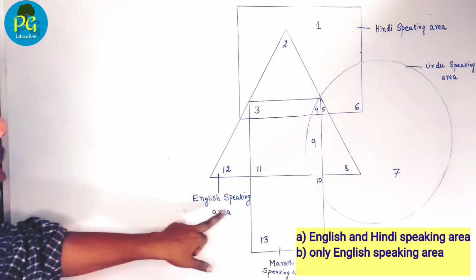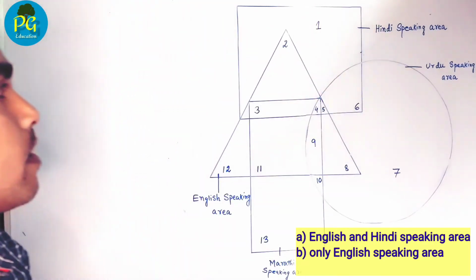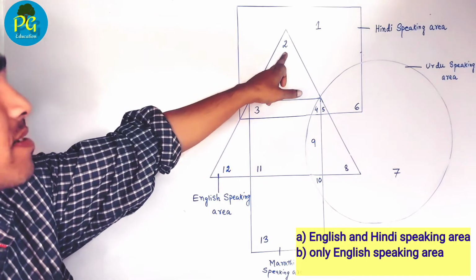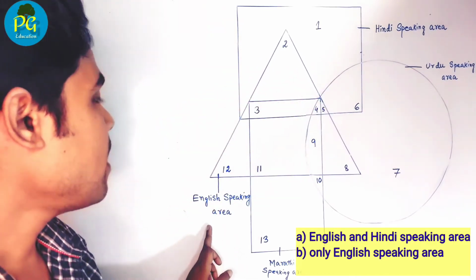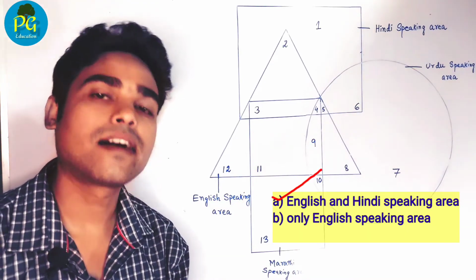Triangle is for English speaking area and square is for Hindi speaking area. So we can say 2 depicts English speaking area as well as Hindi speaking area. So option A is the correct option.